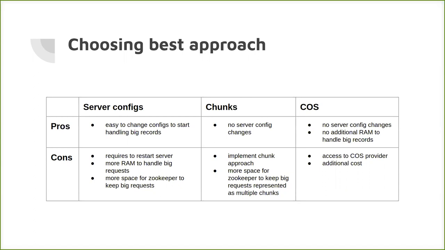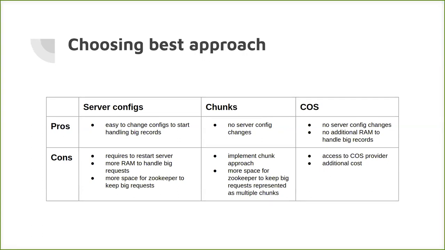You see, with the chunked approach, we don't need to configure any server, and we don't need to restart it. We do have to implement splitting the record into chunks and joining the chunks together. For some projects, where really huge messages are transferred, the COS approach would be the better solution. But even the COS approach has disadvantages. You have to have access to some cloud provider, it's an additional cost, and so on.